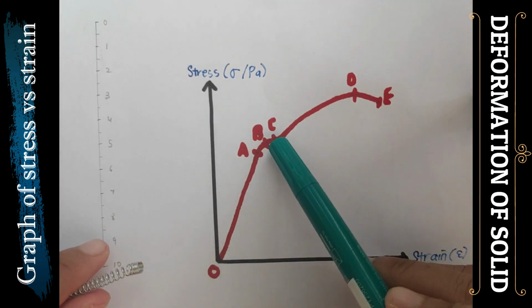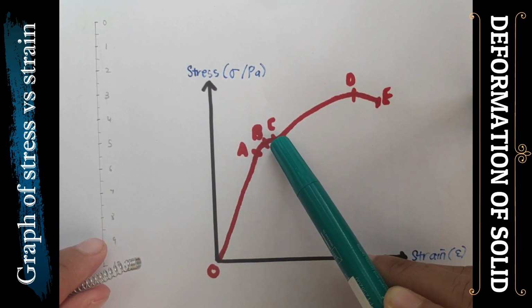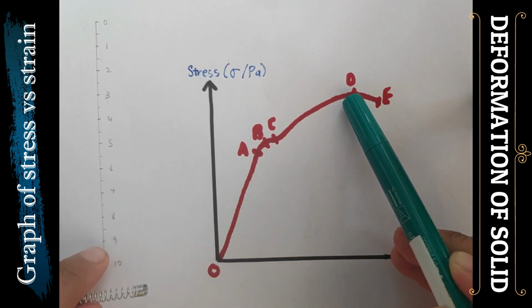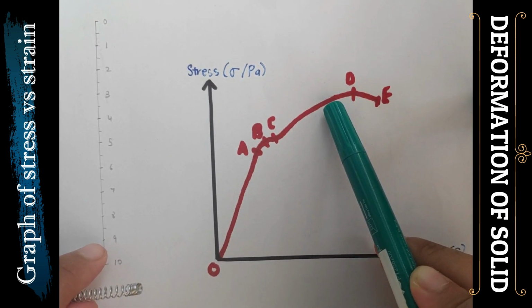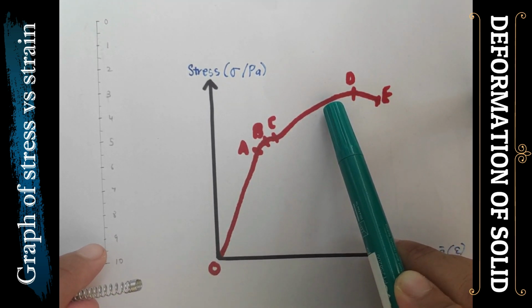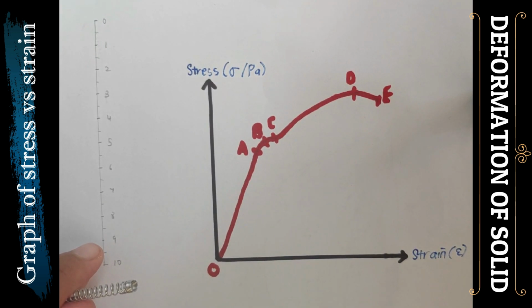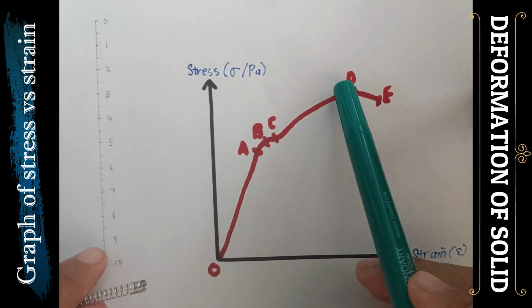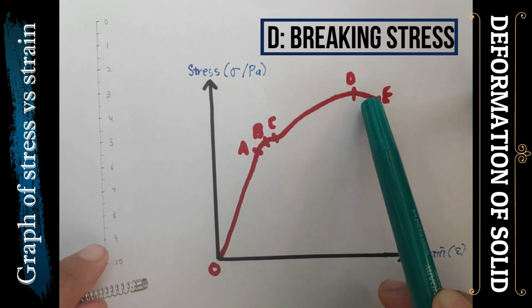So at this moment, from C to D, the spring is said to have a permanent deformation. This kind of deformation is said to be plastic deformation. Point D in the graph is the maximum breaking stress of the material.